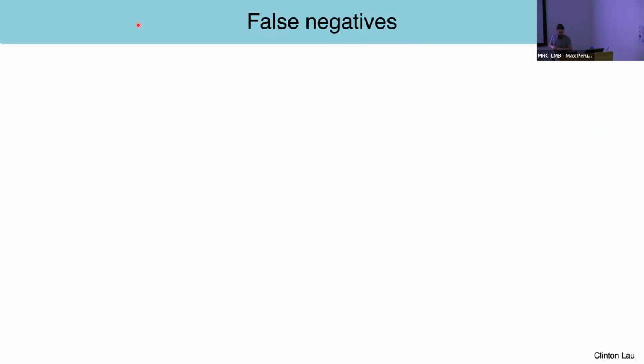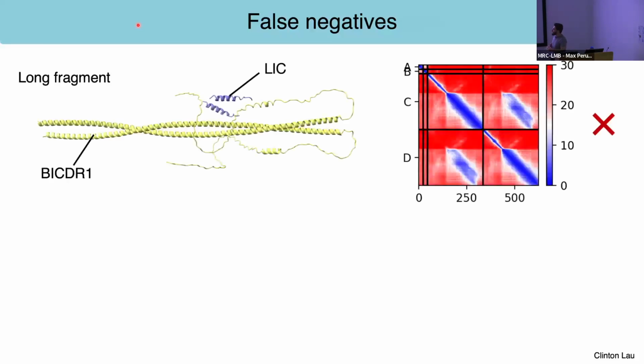Something else that's annoying is a false negative. These are interactions that should occur but are not predicted. So here's an example where we have good data on these two proteins interacting, light intermediate chain and the big coiled coil. But what we're looking at in the PAE is these corners here, so we're looking at protein-protein interactions. They're off-diagonal PAEs, and there you can see they're all red. You can just look at the atomic model and see that they're not interacting, but it's good to talk about.